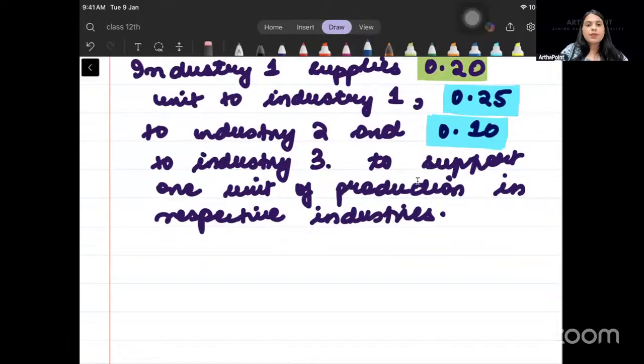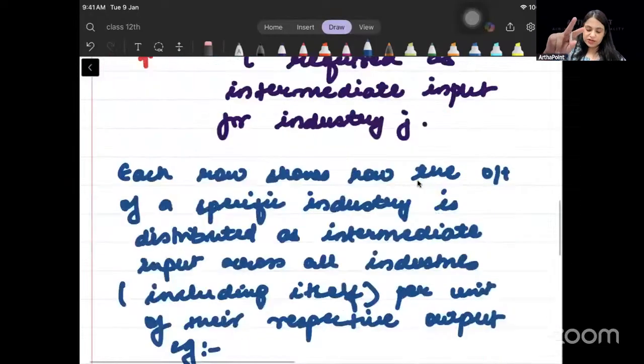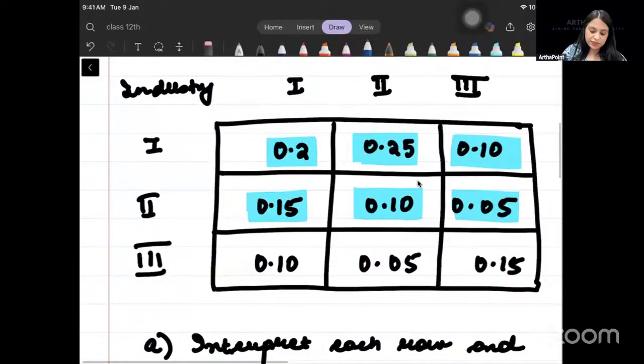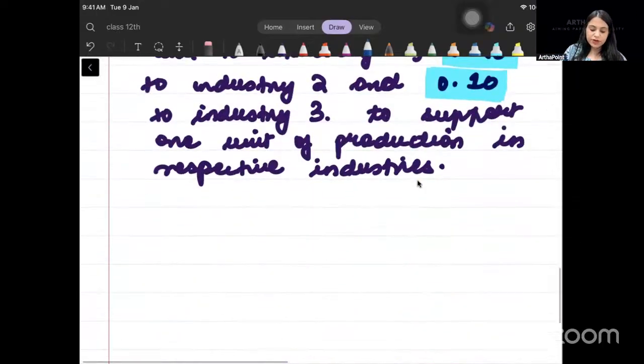Now we will talk about column। तो जब हम कॉलम की बात करते हैं तो रिवर्स हो जाता है, right? So column is showing the input requirement of a specific industry from other industries। ठीक है। तो कॉलम बोल रहा है कि अगर इंडस्ट्री 1 को 1 यूनिट का आउटपुट बनाना है तो उसे बाकी इंडस्ट्री से कितना चाहिए होगा। रो इज टेलिंग कि इंडस्ट्री 1 अपना आउटपुट कैसे बाकी इंडस्ट्रीज को डिस्ट्रीब्यूट कर रही है। So what is going to be the interpretation of the column?